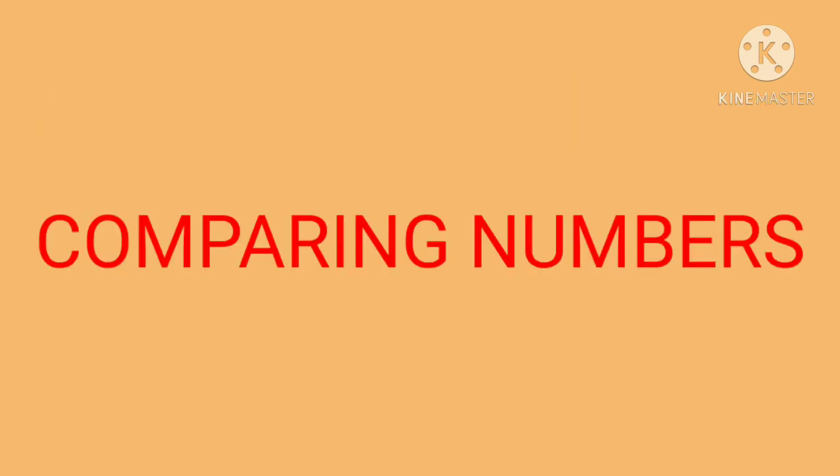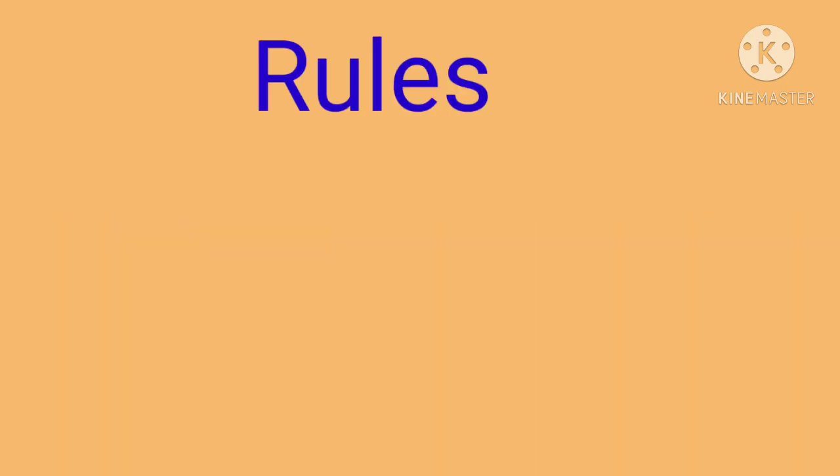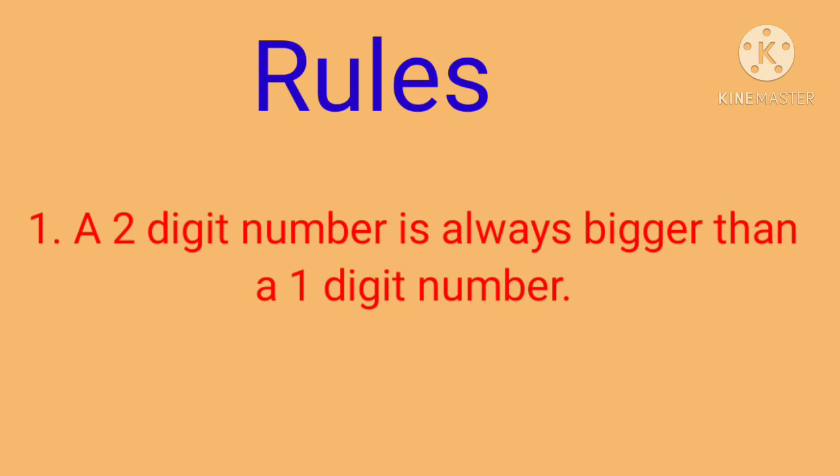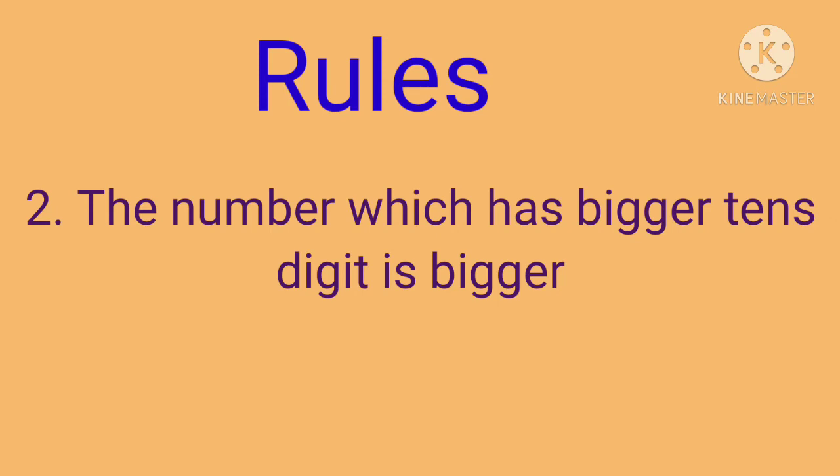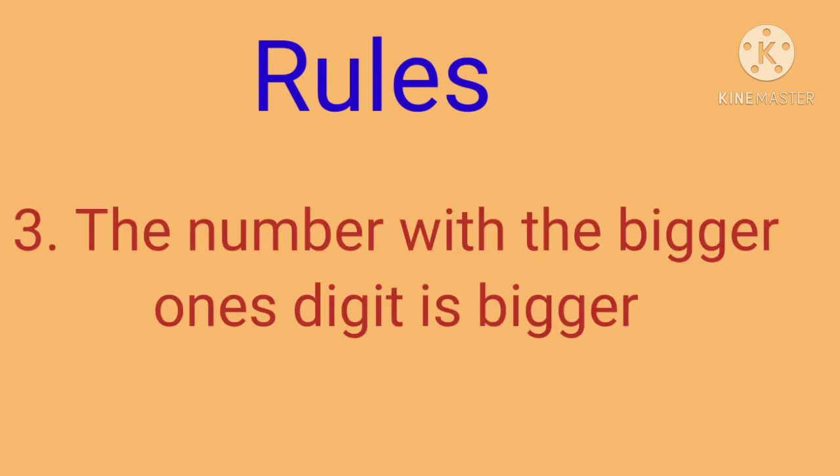We learned how to compare numbers. We have 3 rules for comparison. The first rule, a 2-digit number is always bigger than a 1-digit number. Then the second rule, the number which has a bigger tens digit is bigger. Then the third rule, the number with the bigger ones digit is bigger. So we can use these rules for comparing numbers.